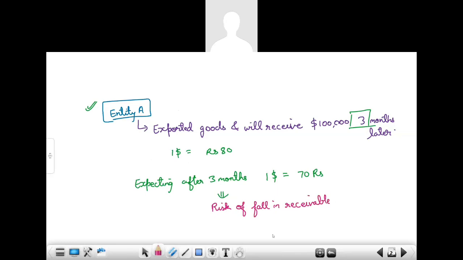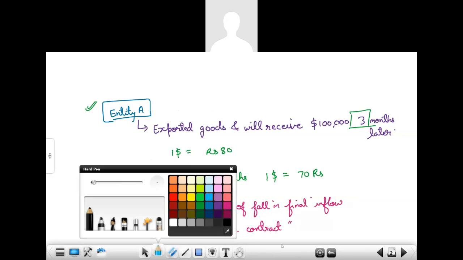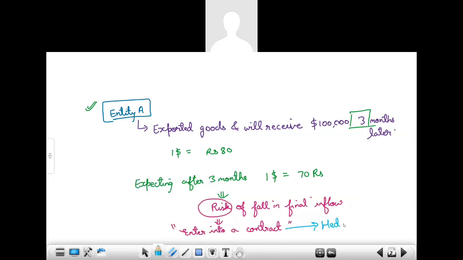Good. So there is a risk of fall in receivable, or you can say final receipt, final inflow. There is a risk of fall in final inflow. And thereby, in order to reduce that risk, they can enter into a contract. This entering into a contract is known as hedging. Hedge means to mitigate risk, they have entered into another contract.